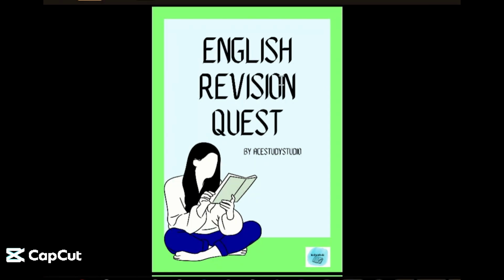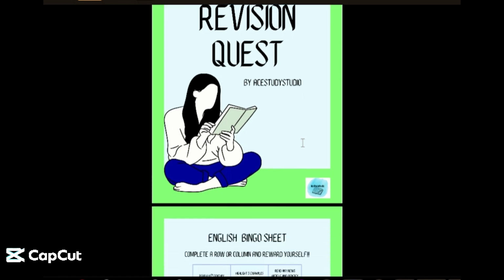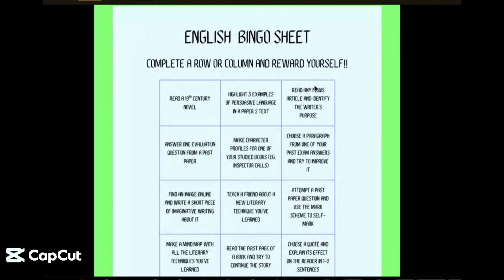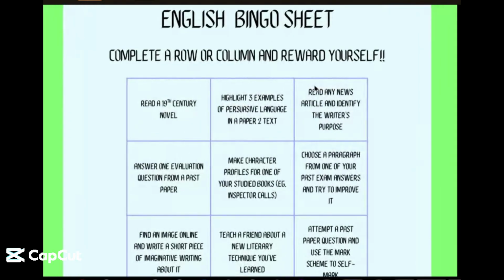So this is for your English revision. Our first activity here is an English bingo sheet. So you'll complete a row or a column and give yourself a reward. So you could treat yourself to something from the shop, or you could go for a fun activity with your friends, something to reward yourself. So if I zoom in here, I'm going to just walk you through all the activities that I've put in.